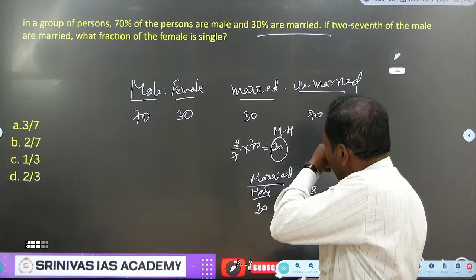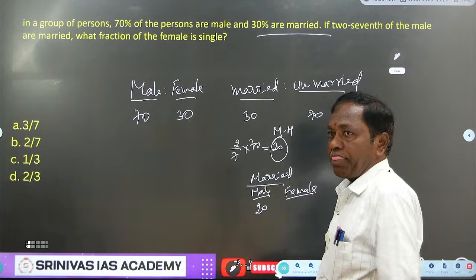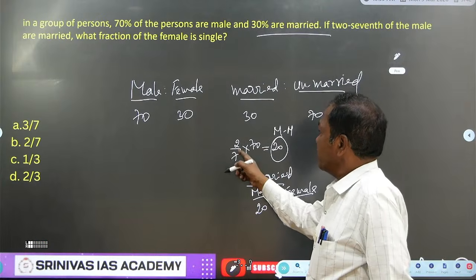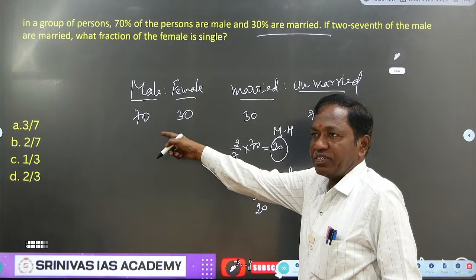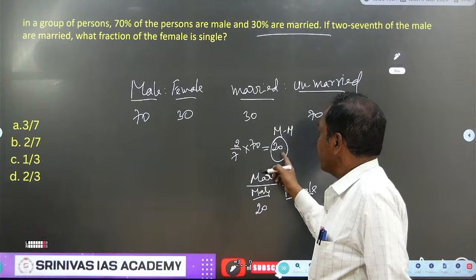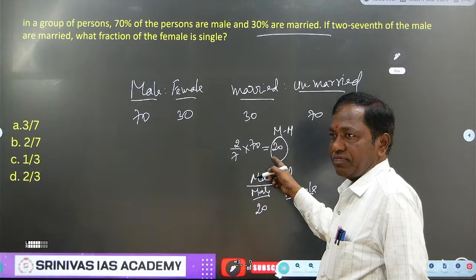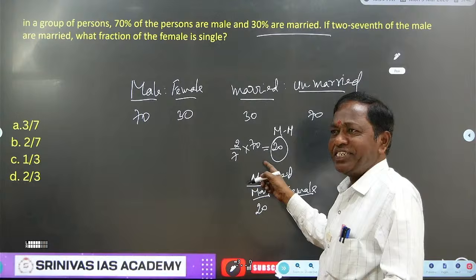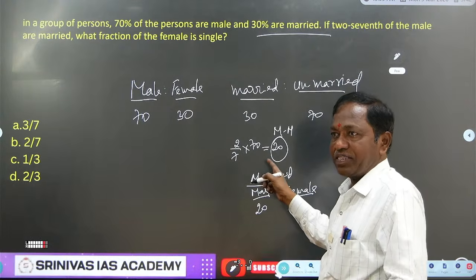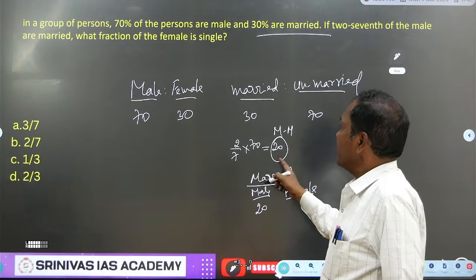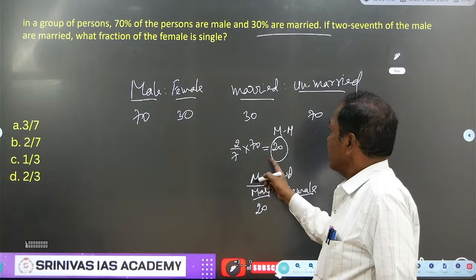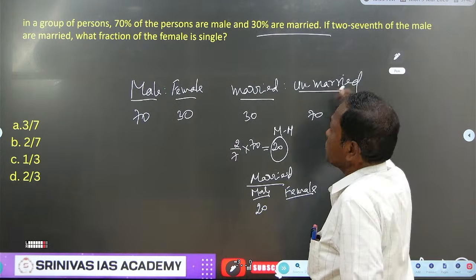Sir, correct sir, female gets 30. 2/7 of the males. Total male is 70, so 20 are married. Don't say percentage; say 20 males are married. How many males are there? 70. Okay, what is the question asking?